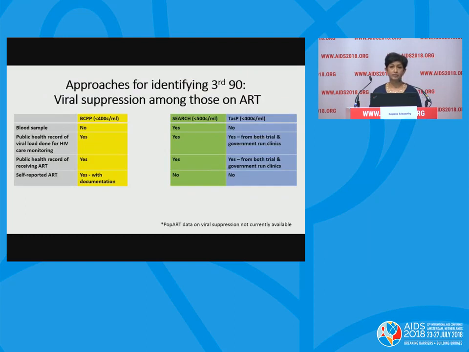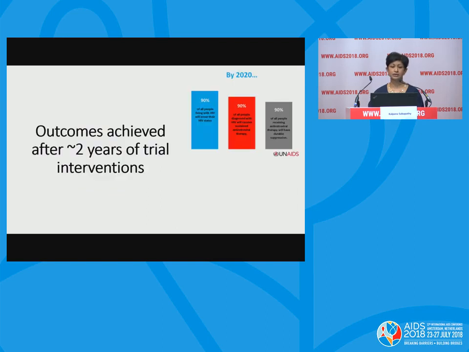Looking at viral suppression, there's a missing column for PopART, and that's because our data on viral suppression is not currently available. For BCPP, SEARCH, and TASP, you can see the definitions for viral suppression in the top row there, and SEARCH took blood samples on people identified as HIV positive to be able to look at their viral loads. All three trials had access to public health records of viral load monitoring results, and we've already looked at how ART use was determined.